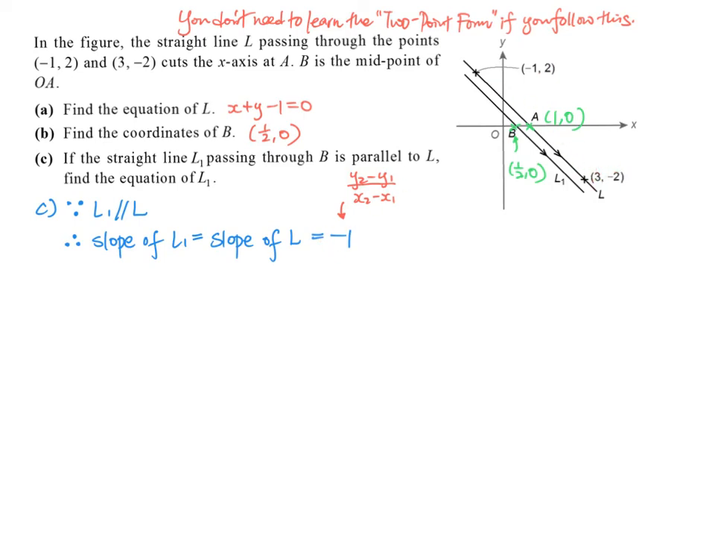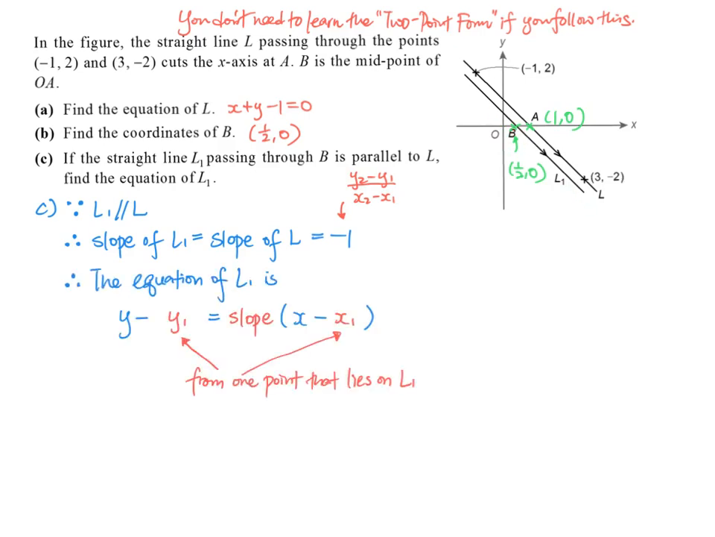Okay, the slope for L1, and we also have 1 point here. So then we could get the equation. So this is just y minus the y coordinate over x minus the x coordinate, equals the slope. And this must come from a point that lies on L1, and there's only one that we have, that is point B. And so I put in 1 over 2 here and 0 here, and also put in the slope, which is -1, which gives us this.